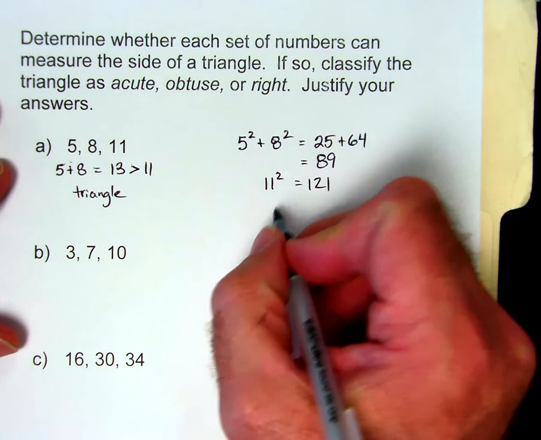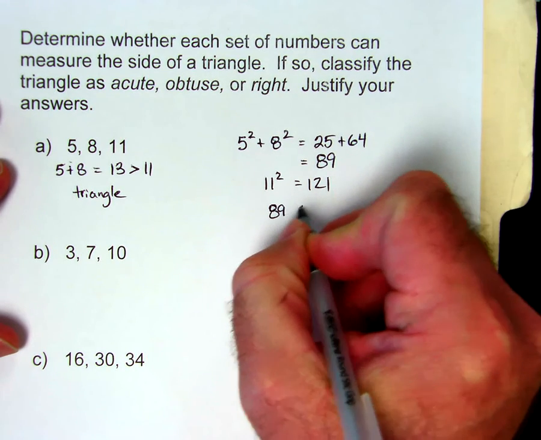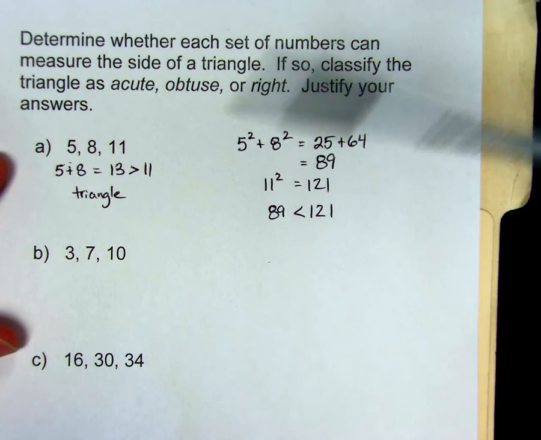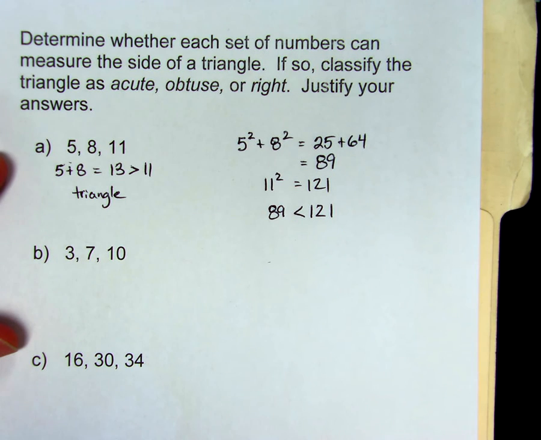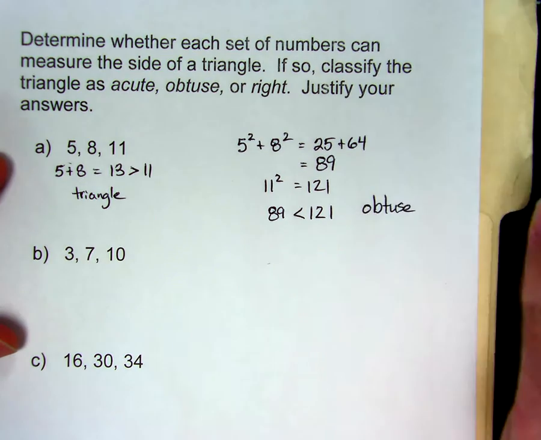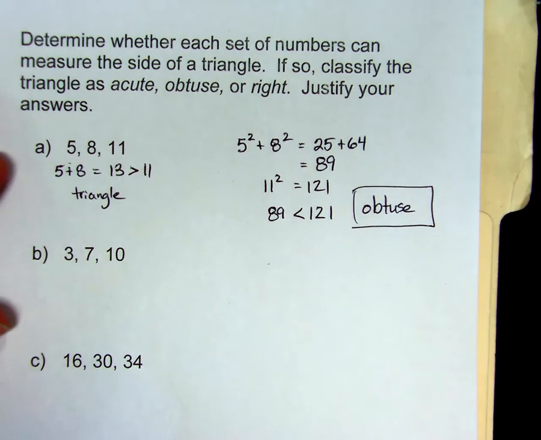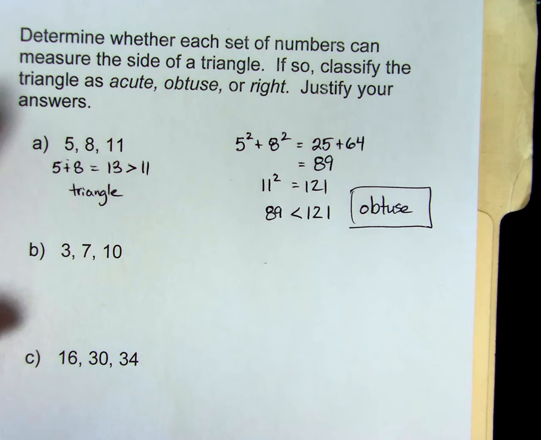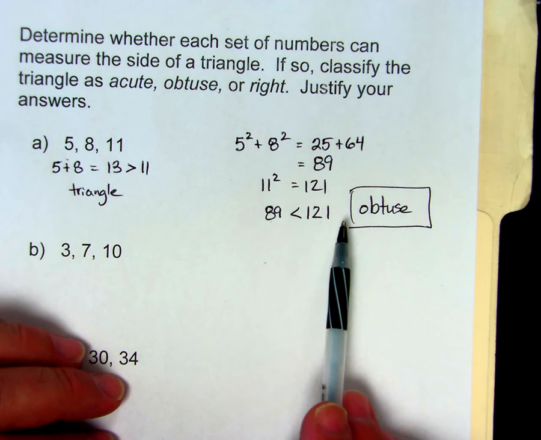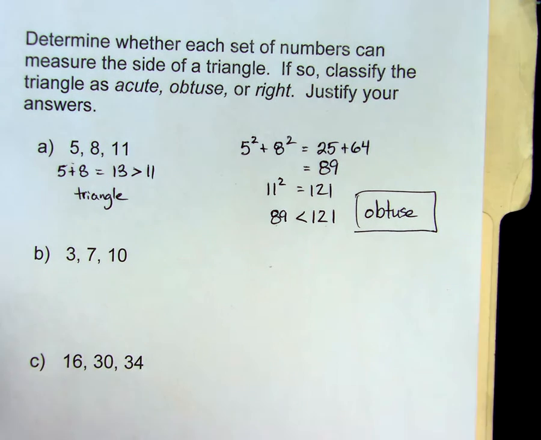But what we see is that sum is less than the square of the longest side. In other words, the third side is too long to be the hypotenuse. If that's the case, then what we have is an obtuse triangle. So in order to be a right triangle, the third side, if we squared it, would have to equal 89. This one's bigger than that. It's too big to be the hypotenuse of a right triangle.